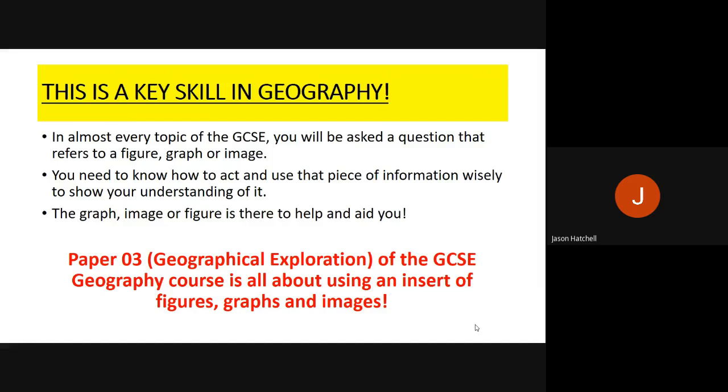You'll be given a booklet of graphs, images, and pictures, and you will have to use them and answer based on them. So it's a really important skill that you need to know for the future.